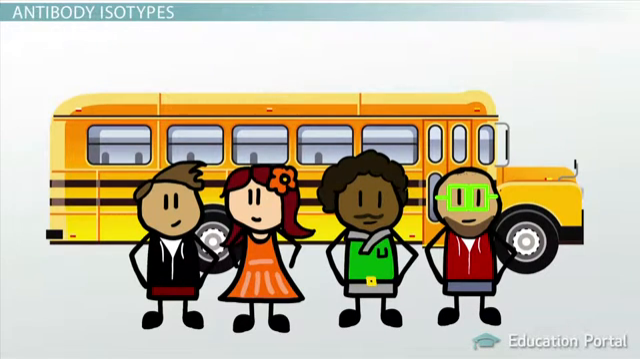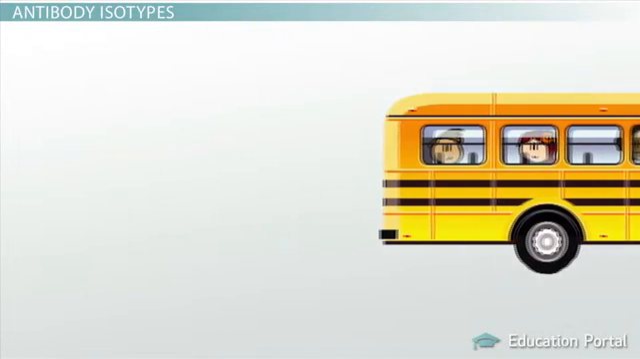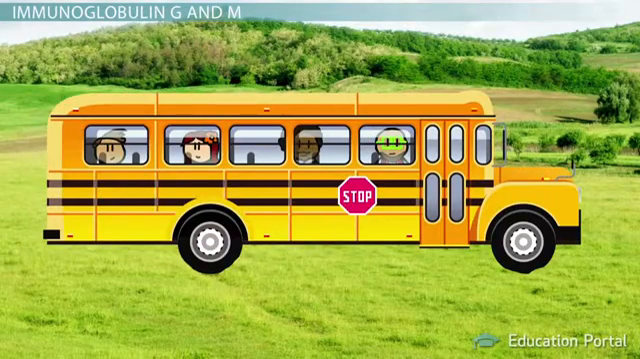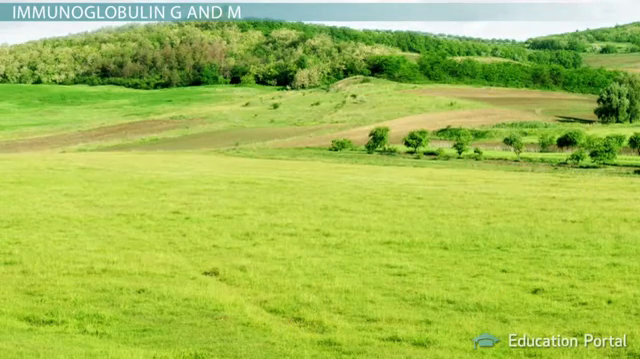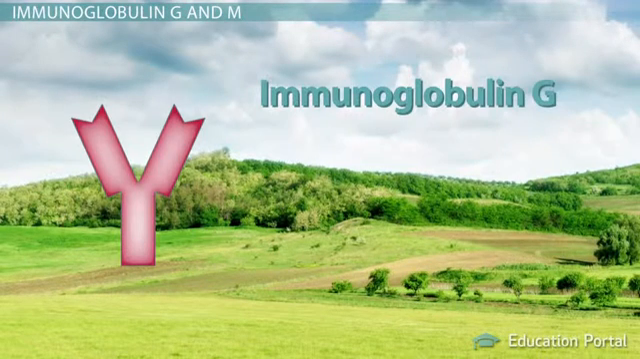As a class, we are going to take a little field trip to a beautiful and scenic field to learn about these 5 isotypes. As we arrive in our school bus to our beautiful field, the first thing we see is a field full of green grass. This green grass is representative of immunoglobulin G, or IgG for short.